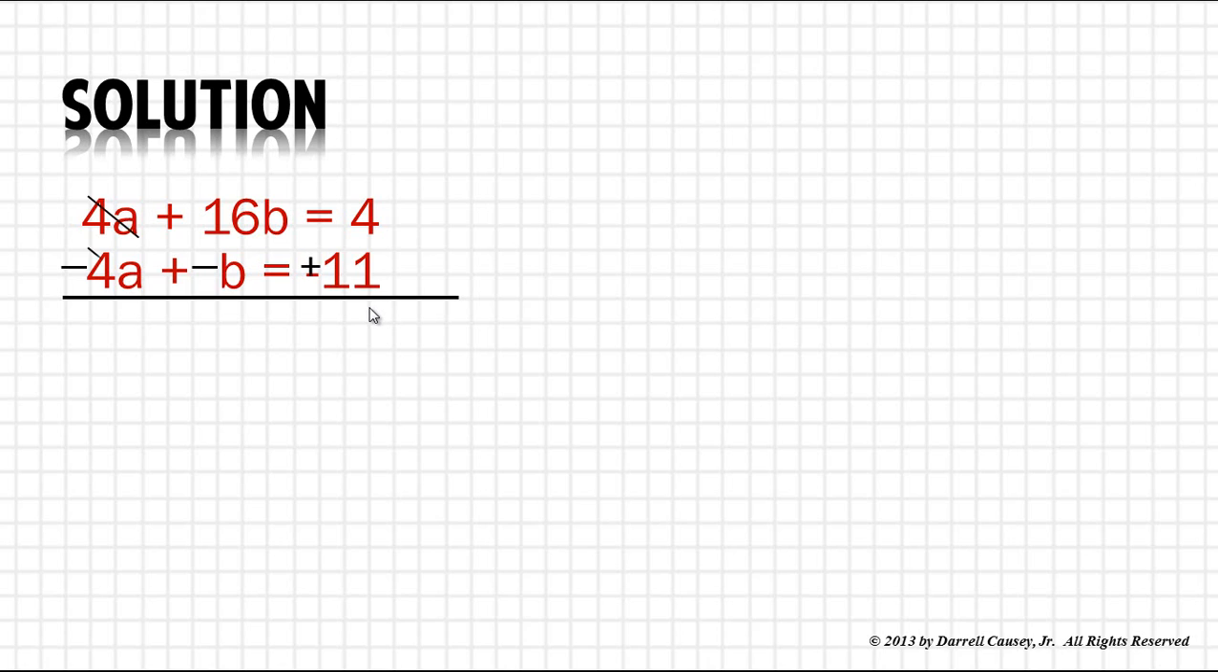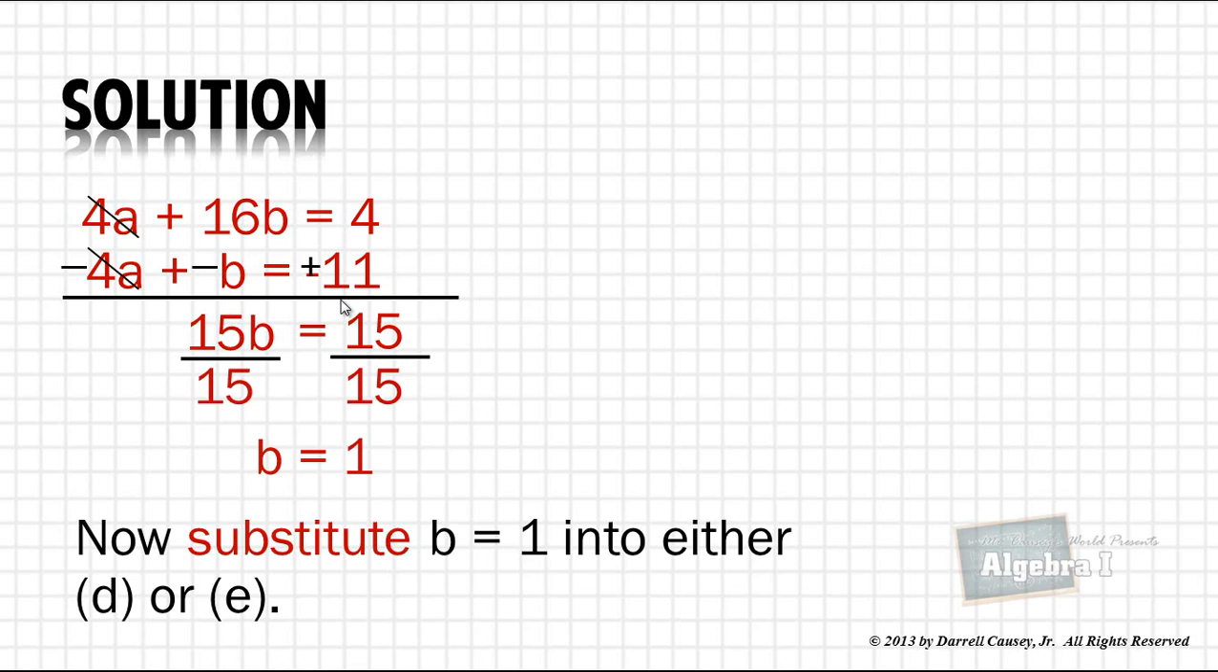Now, all I have to do is combine them. And I eliminate the A's. 16B with a negative B would give me 15B. And 4 plus 11 is 15. Now, let's divide both sides by 15. Do anything you want, so long as you do it to one side, you do the other. And that will give me B equals 1.